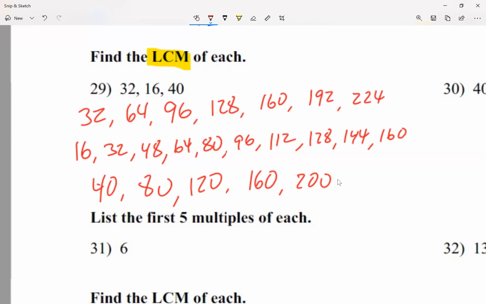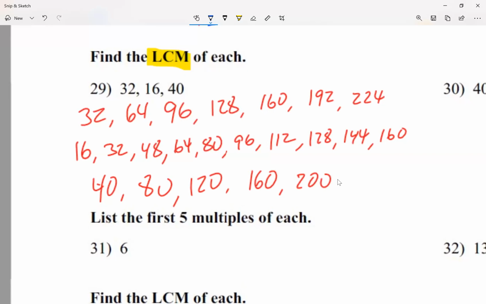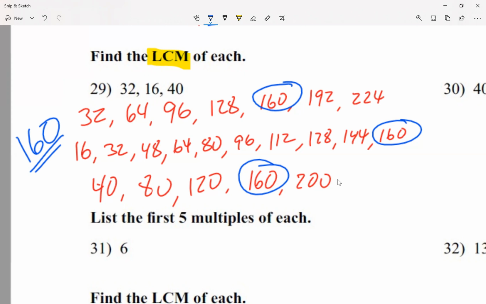Now let me see if I find a common multiple. Basically, I have a list of multiples, so I'm looking for a number that is in all of them. So I see 160 there, 160, 160. Now let me see, do I have a smaller common multiple? No, in this case I don't. So 160 is the smallest common multiple. So I'm going to call this 160. Right, least means smallest. So the smallest common multiple, that's what we mean by least common multiple.